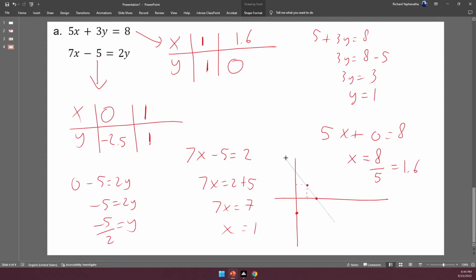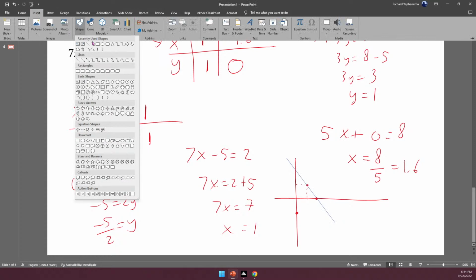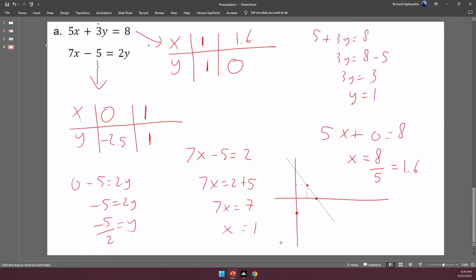Okay, then for the second one, we draw the line. It will be here because it met at 1, 1. We already get the answer, and it is 1, 1. If not, we will have some point that has the intersection, the point where two lines meet. It will be the answer. 1, 1 is the answer. Ta-da!